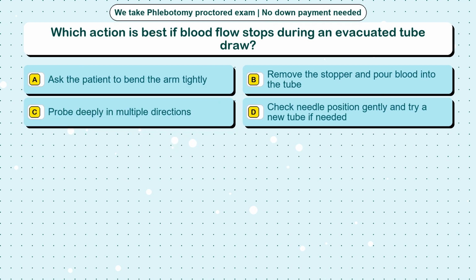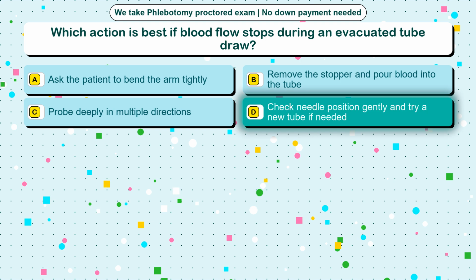Question 46. Which action is best if blood flow stops during an evacuated tube draw? Option A. Ask the patient to bend the arm tightly. Option B. Remove the stopper and pour blood into the tube. Option C. Probe deeply in multiple directions. Option D. Check needle position gently and try a new tube if needed.